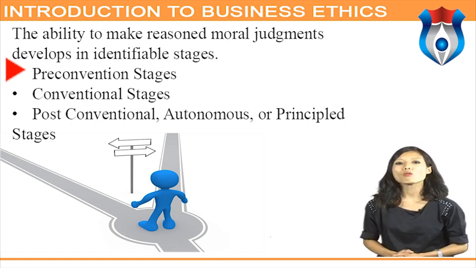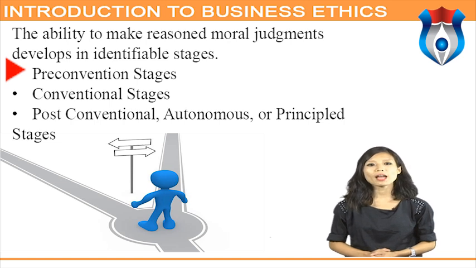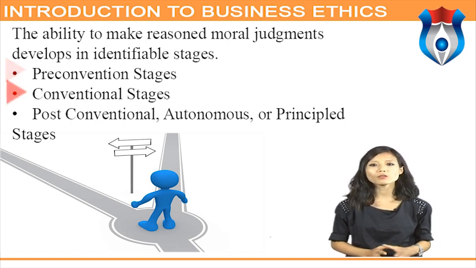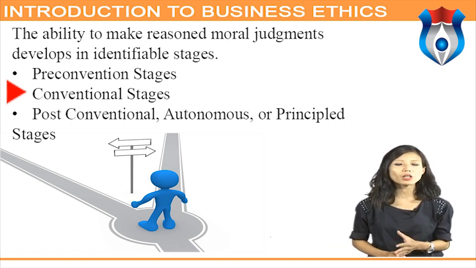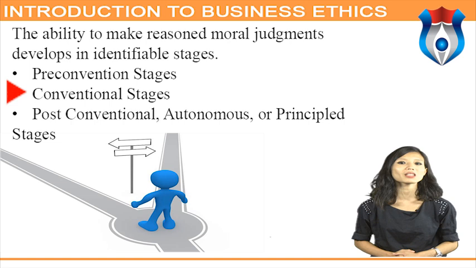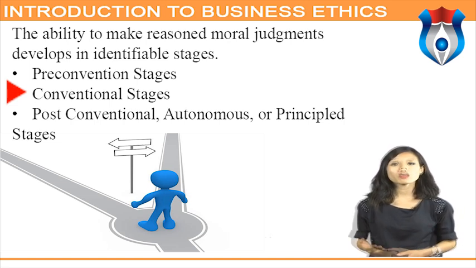Instrumental and relativist orientation. At this stage, right actions become those that can serve as instruments for satisfying the child's needs or the needs of those for whom the child cares. Conventional stages. Maintaining the expectations of one's own family, peer group or nation is now seen as valuable in its own right, regardless of the consequences.